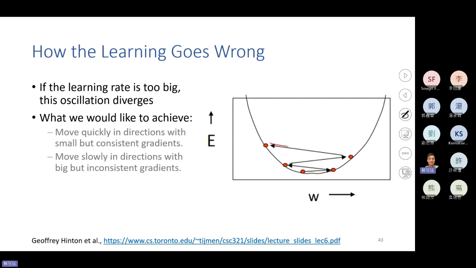So maybe you will go this way. With a very large learning rate you go this way, or this way. But you find you are getting smaller error, you are improving. However, the real minima is here. Also, you will get oscillation if the learning rate is too big. So you move quickly in directions with small but constant gradients. So in this case, we should make a smaller learning rate, right?